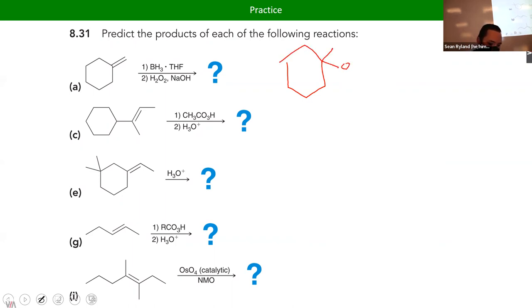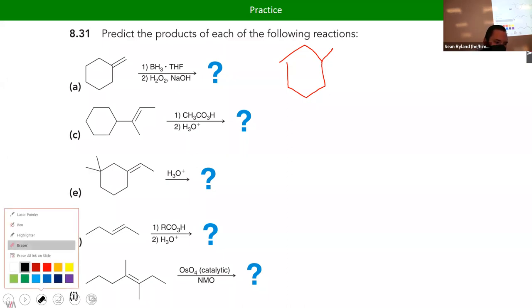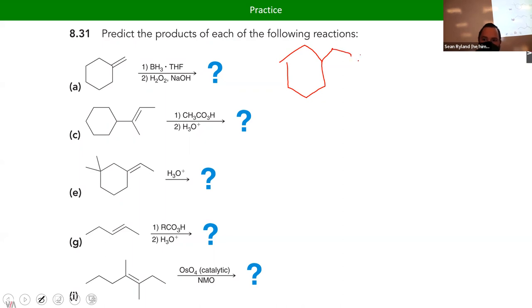Nope, not that. Right? So adding the OH at the less substituted carbon, and there's no stereocenter created because both of the carbons that reacted have two identical substituents. The ring is identical in both directions, and the carbon that has the OH has two hydrogens on it. So no stereochemistry, which is pleasant.